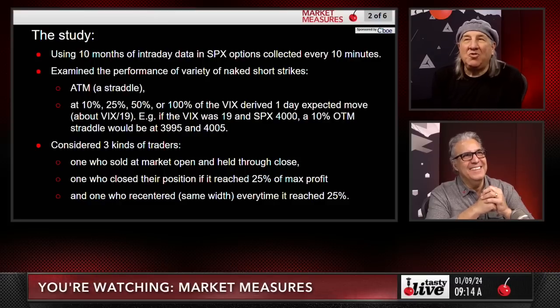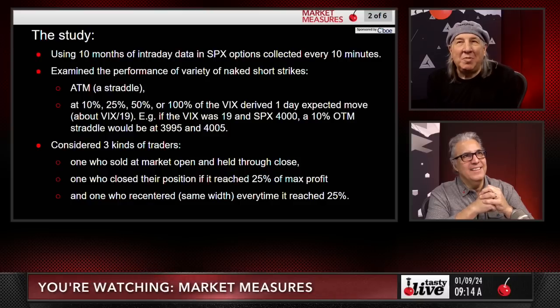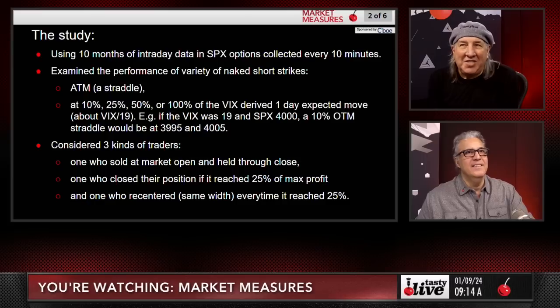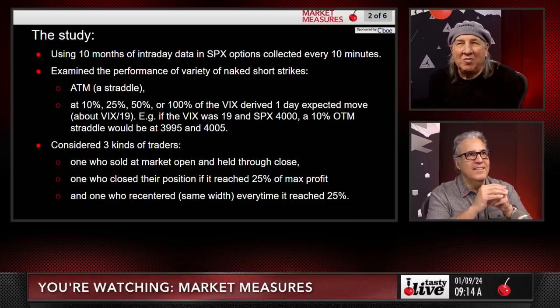Using 10 months of intraday data in the SPX options collected every 10 minutes, we examined the performance of the at-the-money straddle, and then 10, 25, 50, and 100% of the VIX-derived one-day expected move. So if the VIX was at 19 and the SPX was 4,000, a 10% out-of-the-money straddle would have been 5 points away.